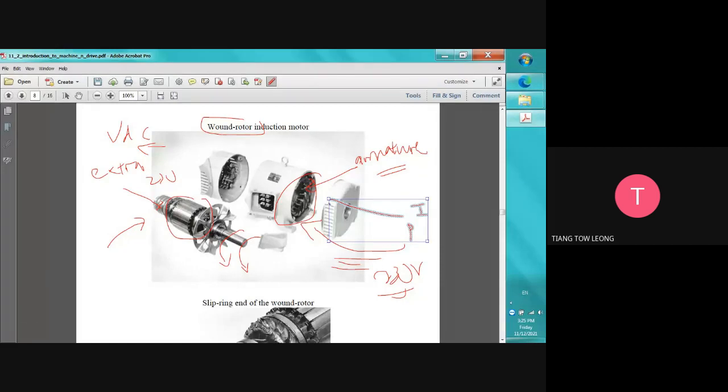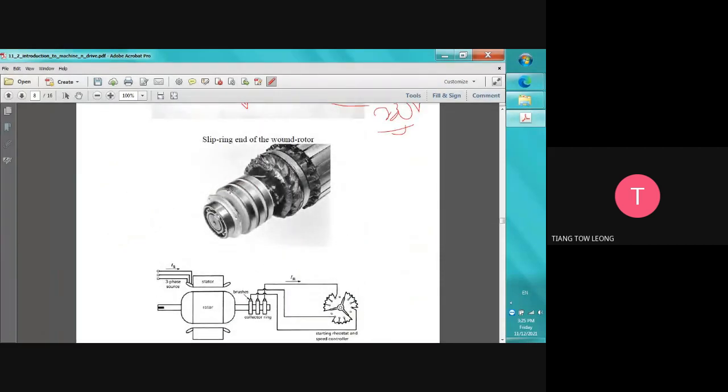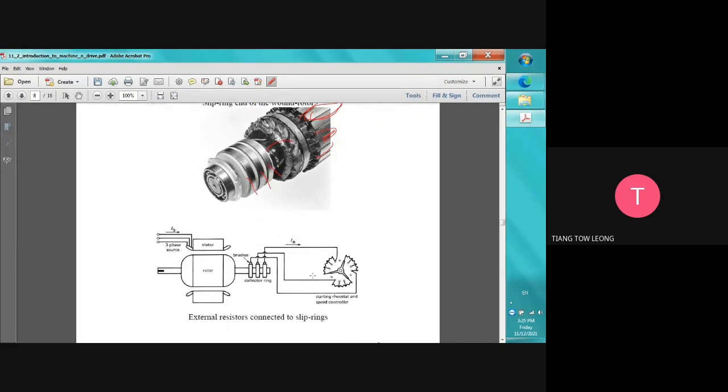Everything will burn. Okay. So this is the slip ring end of the wound rotor. Wound means they wind here. They wind, and then they bring it out into phase A, phase B, phase C like this. Okay. I don't know how to call this one, but I think this is a DC current only. So this is the thing where we inject the current into the winding. Then this is called the armature winding. Then usually the armature winding comes with the stator one.